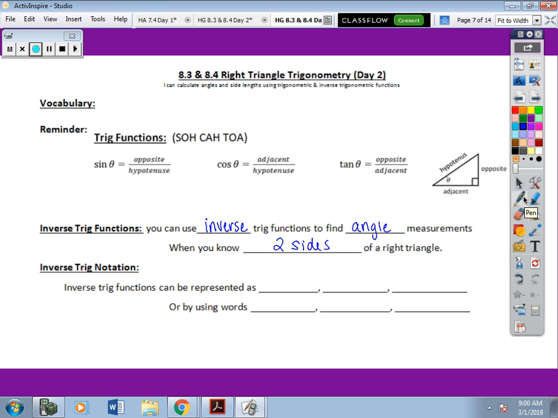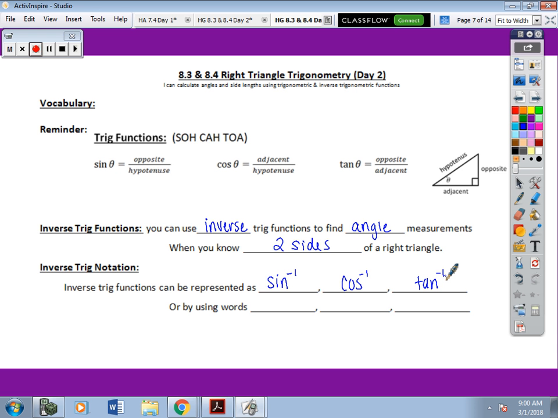So the inverse trig functions, typically the way we'll write them is sine to the -1, cosine to the -1 power, and tangent to the -1. That's what your calculator looks like. A lot of you may have noticed those buttons yesterday. They're right above the sine, cosine, tangent.